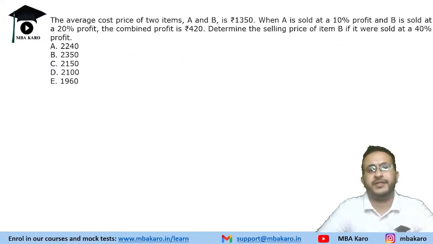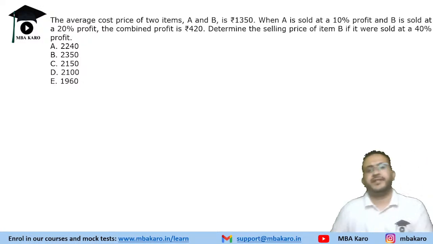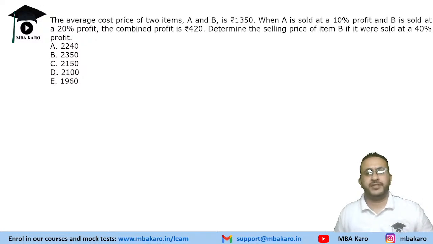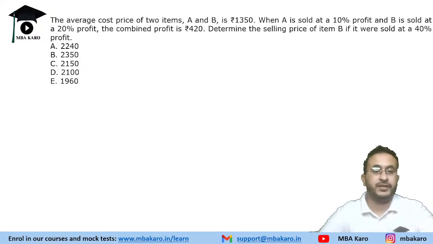The average cost price of two items A and B is 1350. When A is sold at 10% profit and B is sold at 20% profit, the combined profit is 420. Determine the selling price of item B if it were sold at a 40% profit. So there are two items A and B. Their average cost price is 1350. A is sold at 10% profit and B at 20% profit. Total profit is given. You have to tell the selling price of item B if it was sold at 40% profit.